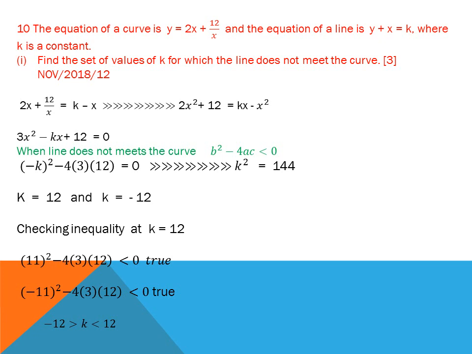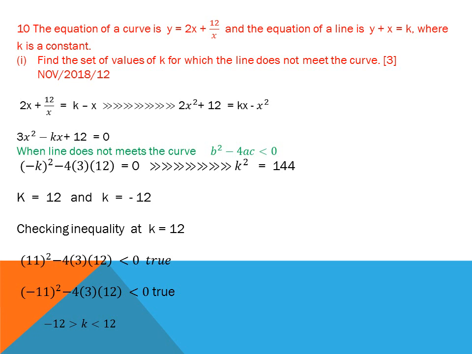First of all, I compare these two equations. For the y coordinates, y is equal to k minus x. 2x plus 12 over x is equal to k minus x. I take the LCM x, it will become 2x square plus 12, and multiplied by x on the right hand side, kx minus x square. When I simplify this, it will become 3x square minus kx plus 12 equal to 0. When the line does not meet the curve, then b square minus 4ac is less than 0.